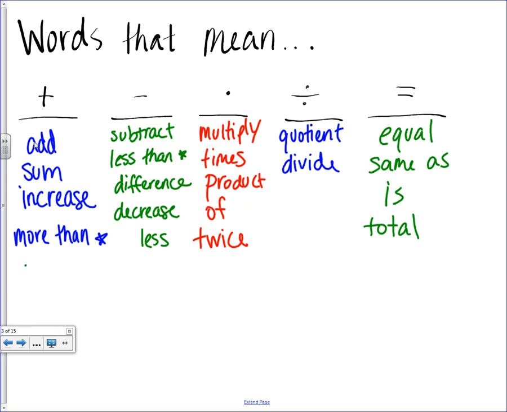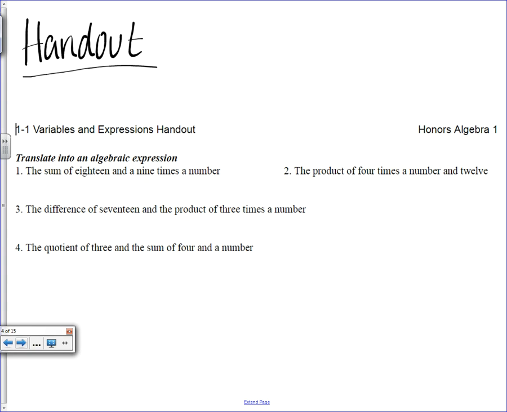So this handout that you have, it should say 1-1 variables and expressions handout on one side. You all see that? That's the side that I'm on. So we are going to translate these from words to math. Here we go. The sum of 18 and 9 times a number. First of all, what does sum mean to do? Add. So I know I have to add. Now, should I put the adding symbol out front? Well, that would be silly to start with a plus sign, right? What is the first thing that I'm going to be adding? So 18, and then we're going to put our plus.